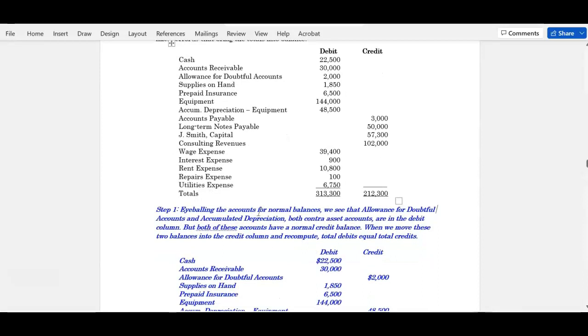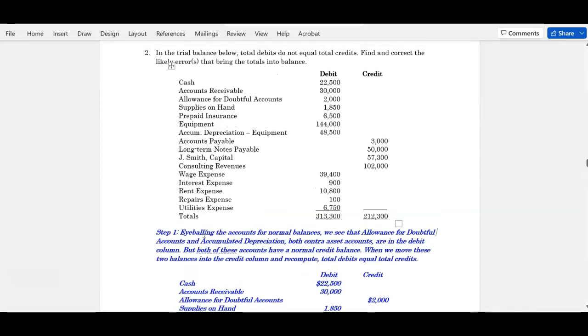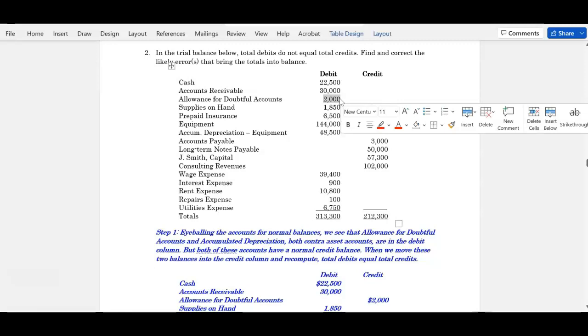Step 1, eyeballing the accounts for normal balances, we see the allowance for doubtful accounts and accumulated depreciation, both contra asset accounts, are in the debit column. So let's go. Cash, normal balance debit, yes. Receivable, balance debit. Allowance, it's a contra account to receivable, should be on the credit side. Highlight that.